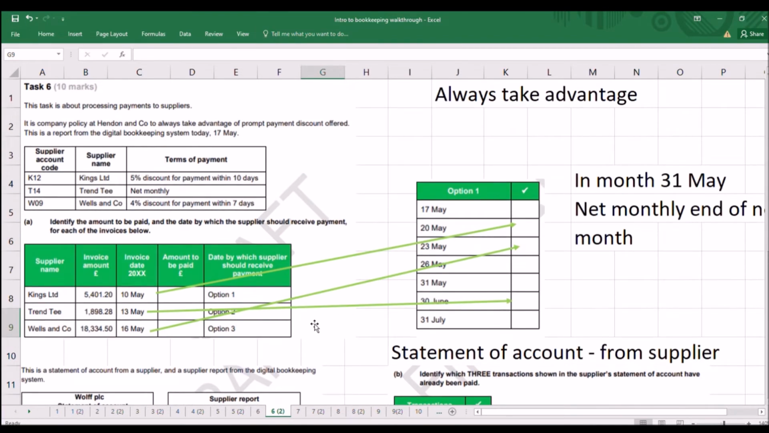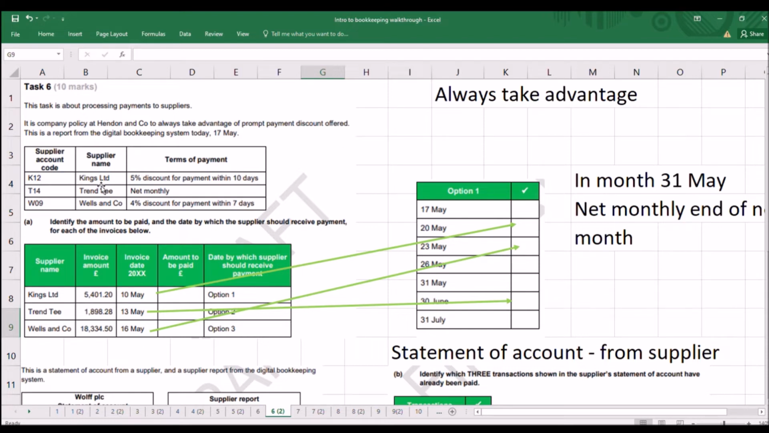So the first thing we're going through is company policy, the processing of payments to suppliers. It's company policy to always take advantage of prompt payment discounts offered. So they're always going to take advantage, and they're going to pay as late as possible, but not late.